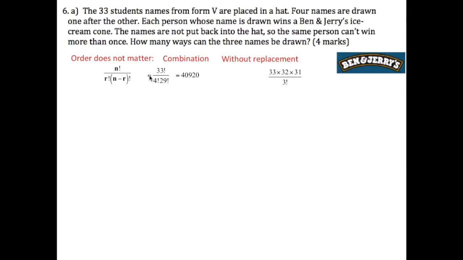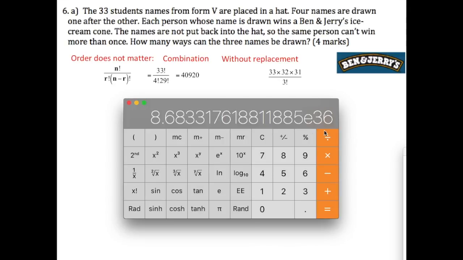We end up getting the same answer the other way of doing it on the calculator: 33 factorial divided by, and then in brackets, 4 factorial times 29 factorial. Close the brackets. Okay, we get the same answer.